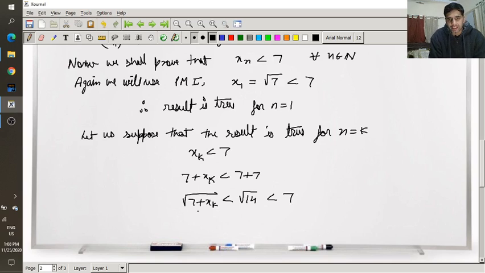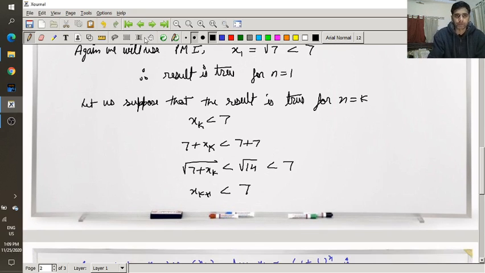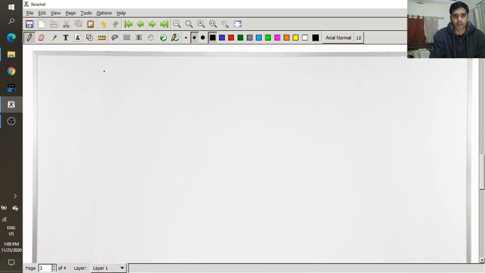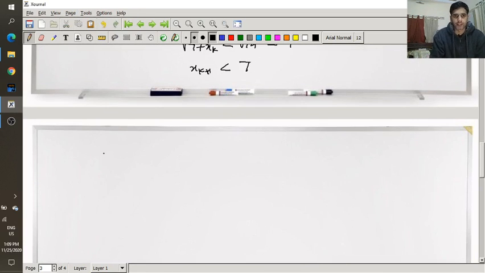But this is xk plus 1. By our definition of the sequence, root of 7 plus xk is xk plus 1. So this is clearly less than 7. Therefore, we can say, hence, the result is true for k plus 1.